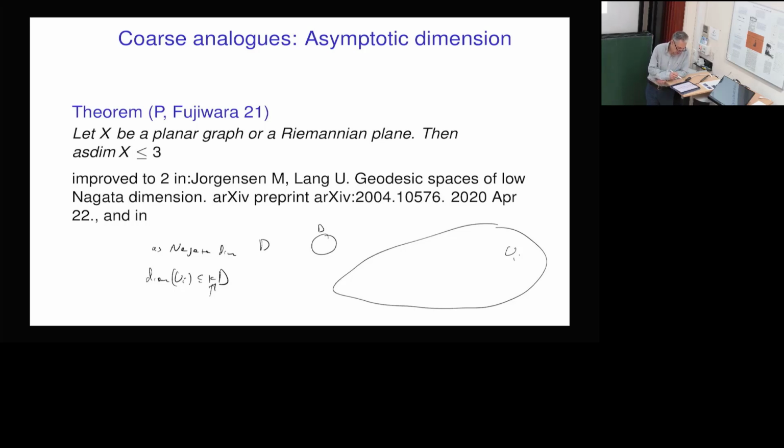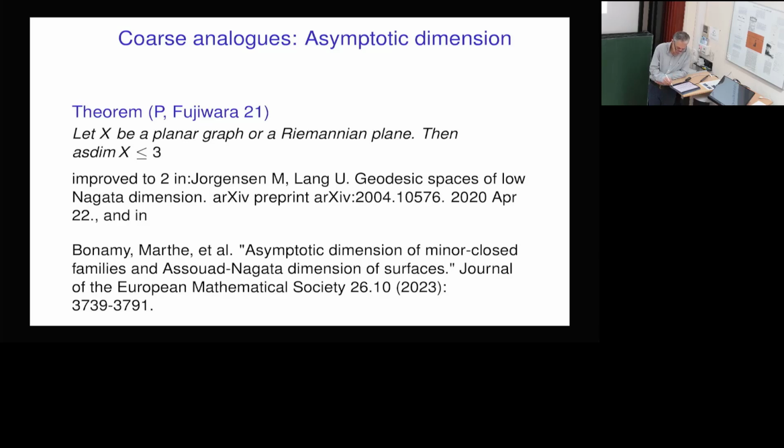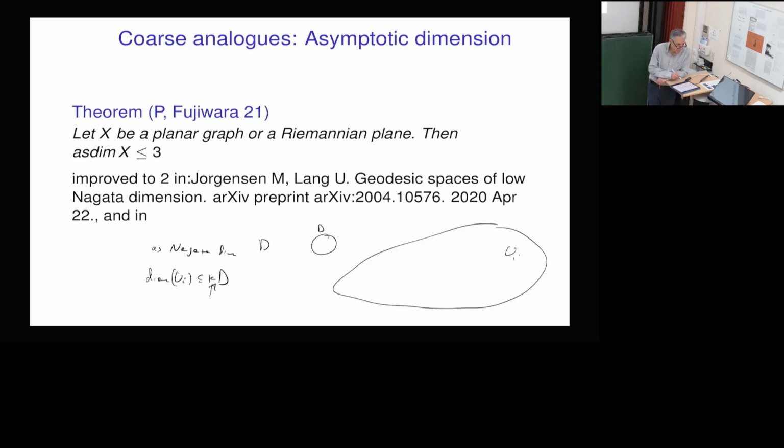As I said, Jorgensen and Lang did that, and in fact also applied it to give a bound for the asymptotic dimension of three-dimensional non-positively curved manifolds. So in dimension 3, there are no wild examples, as I was talking about before. We can apply this theorem and they're done. So you have to go above dimension 3 for counterexamples.